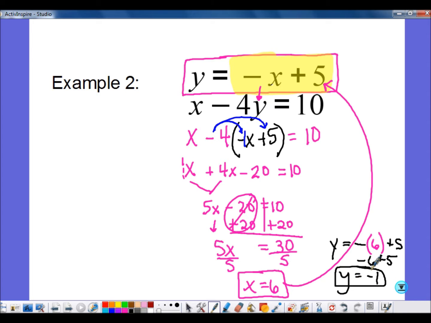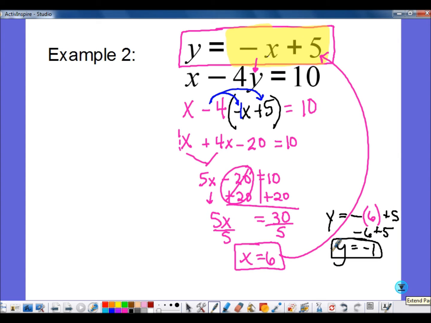So remember, this is actually a solution. So this is actually a point. So this is the point where both of the lines meet. And they both meet at 6, negative 1. That's my solution.